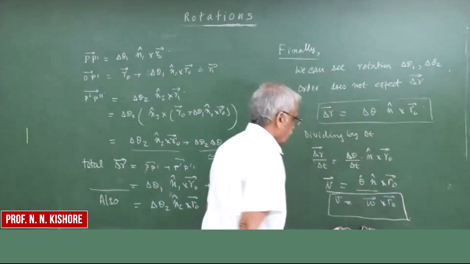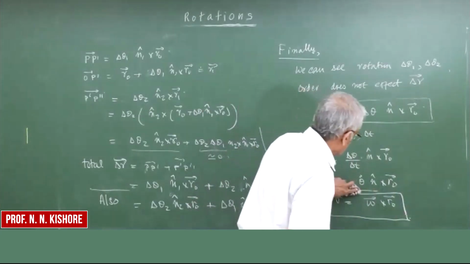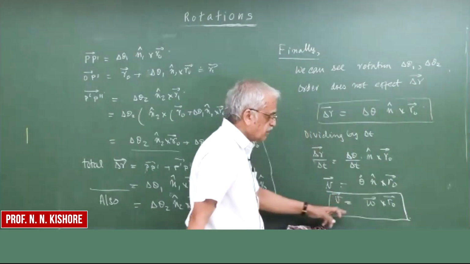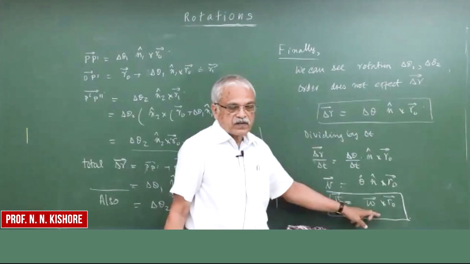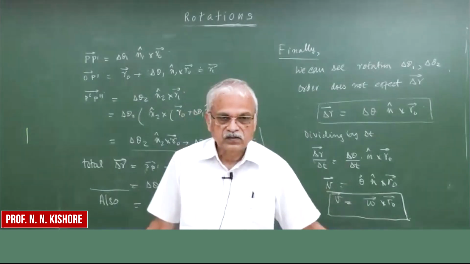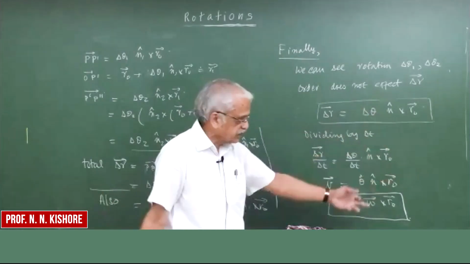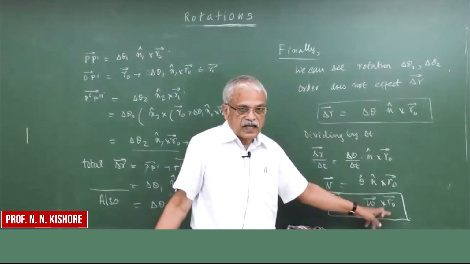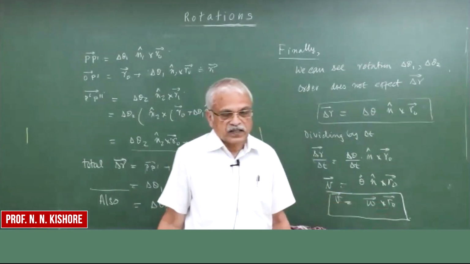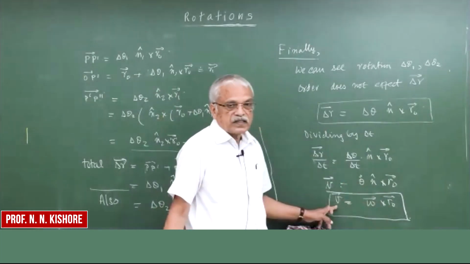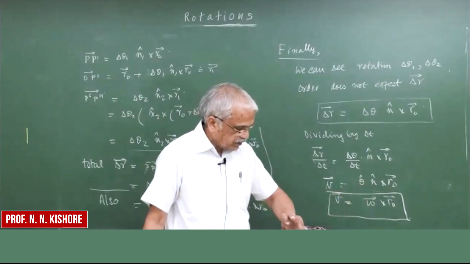So this is a very important result. The linear velocity is nothing but omega cross r naught. So if you have angular velocity taking place about any axis, then take the cross product with the r naught vector, and that will give you the velocity. Okay, so remember this.